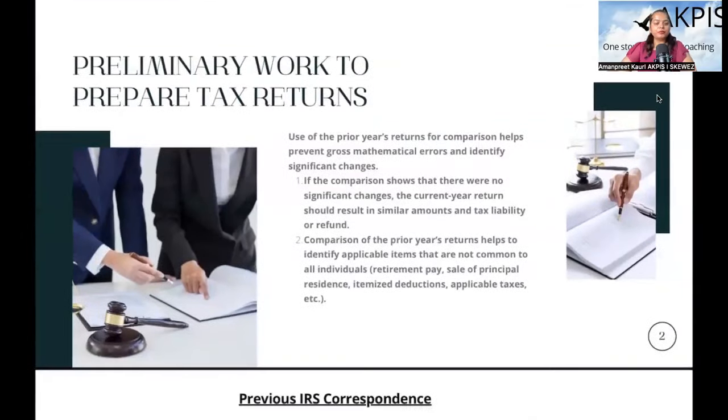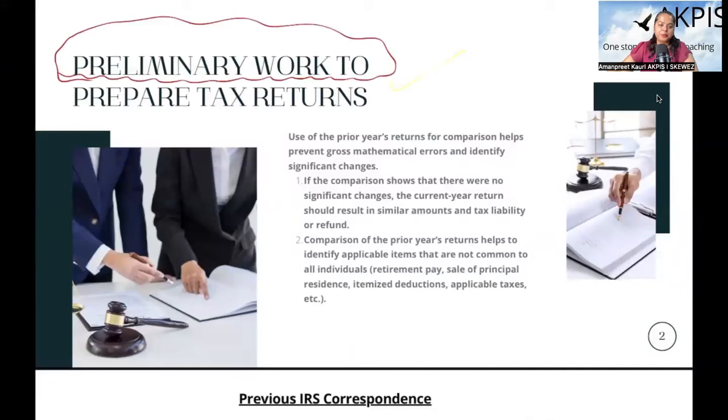Now here another discussion starts, which is related to the preliminary work to prepare tax returns, right? So let's discuss that. Why is certain preliminary work required before you actually file your tax returns? Why is it so? Let me tell you.